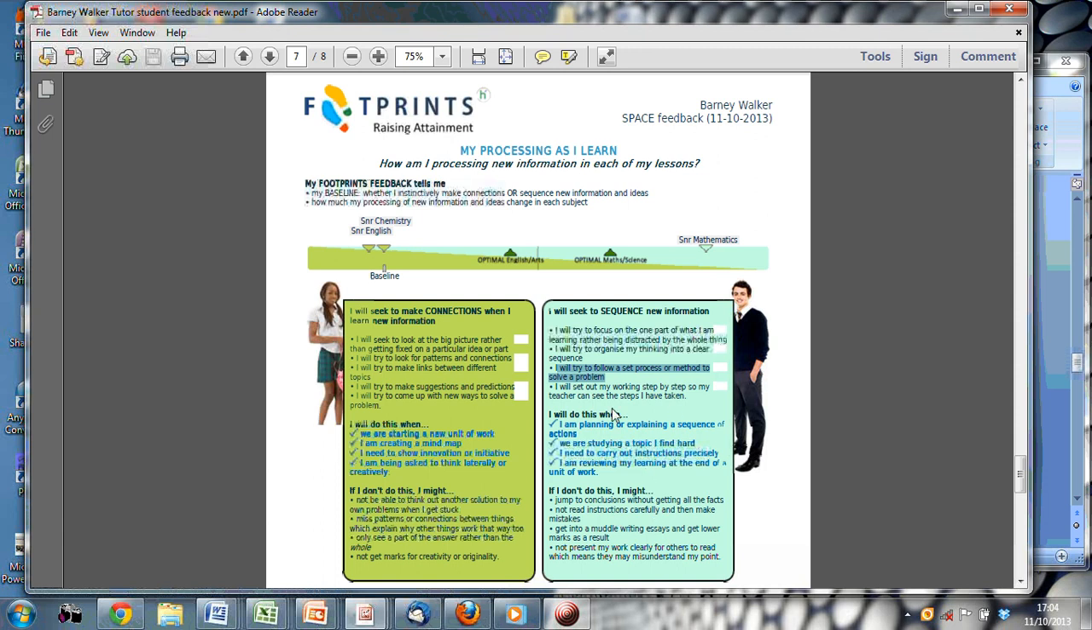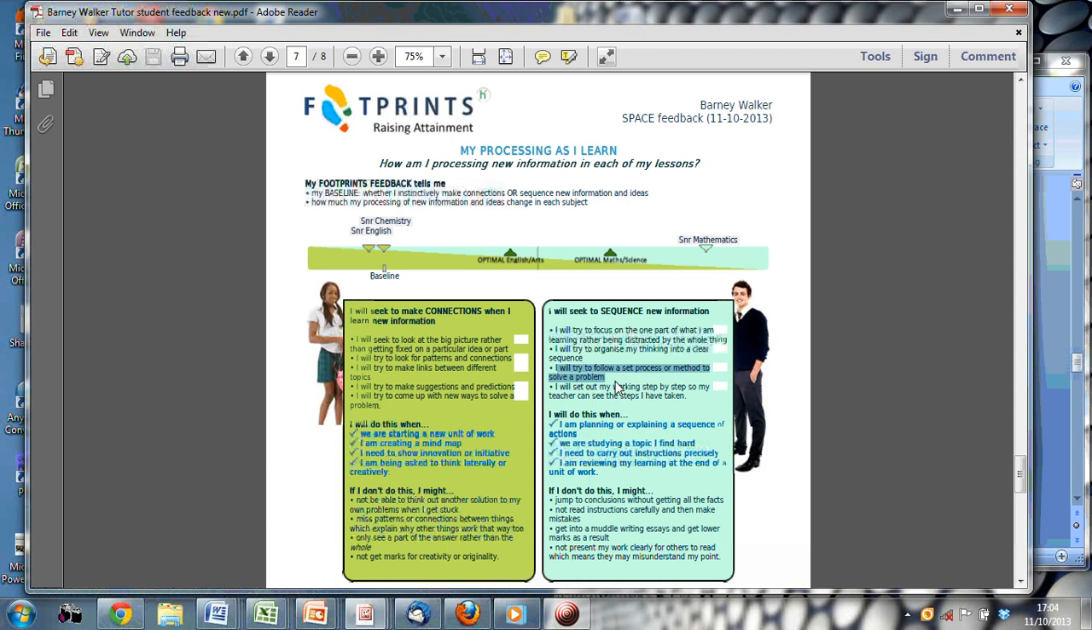Here's the time at which it's going to be important to do this, Barney. So particularly when you're planning, explaining a sequence of actions, when you are studying a topic you find hard, carrying out instructions. So when do you need to do this, Barney? It's particularly important in this processing is the timing. There are particular times of learning activities when it's important that we sequence information well.